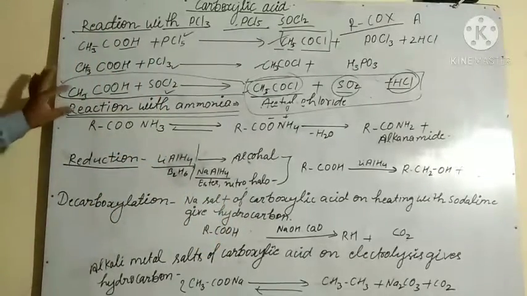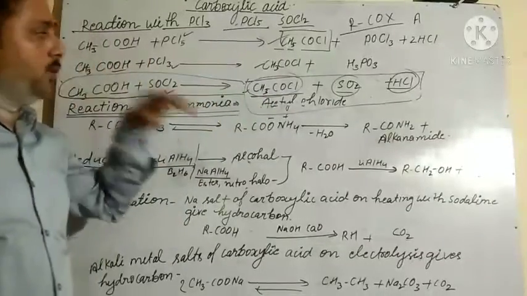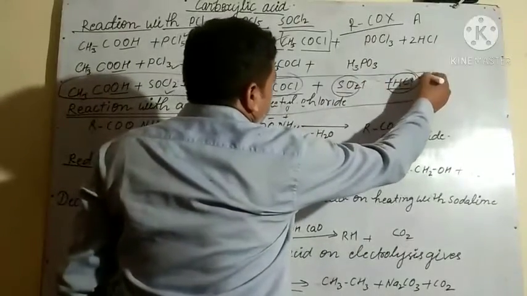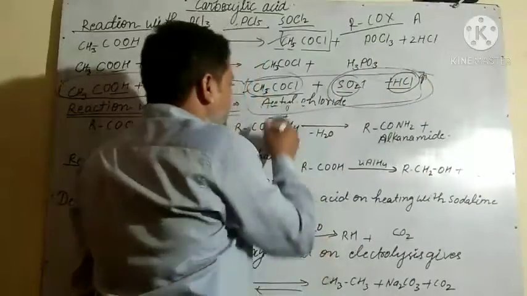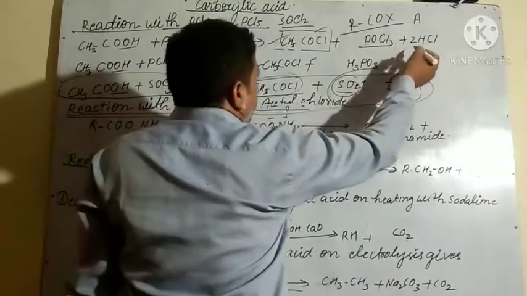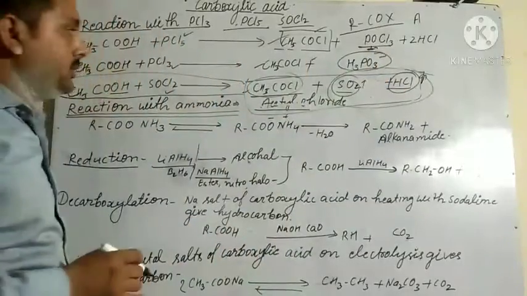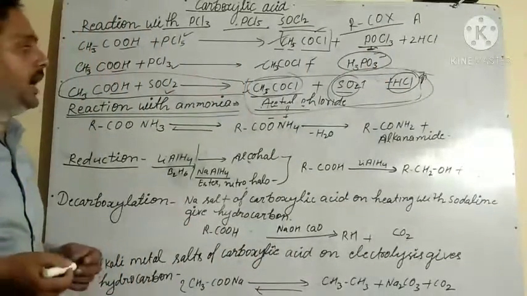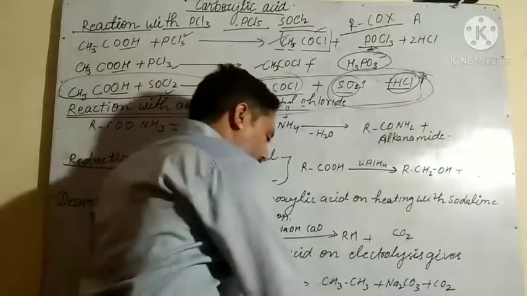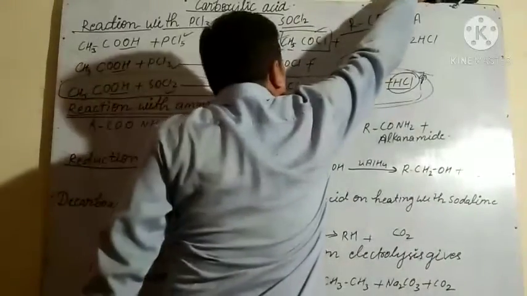Understood? This method is preferred to prepare pure acetyl chloride because SO2 is a gas and HCl is also in gaseous form, so they escape the solution and only the product remains. But in the above two methods, the other product also remains, so by that process we won't get the pure form of acetyl chloride. So what other products are possible?